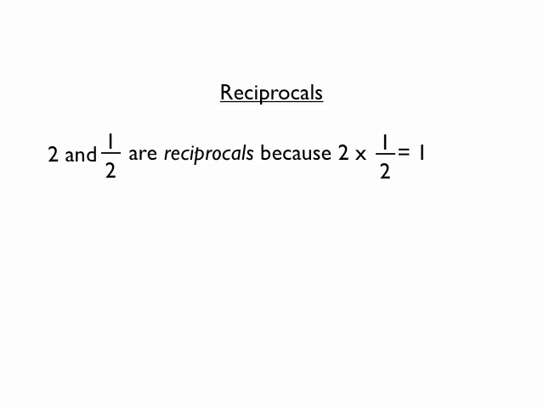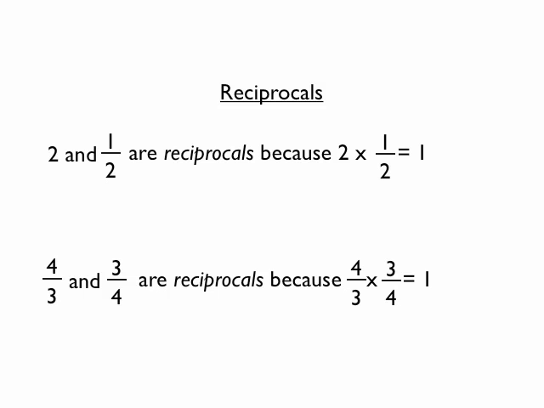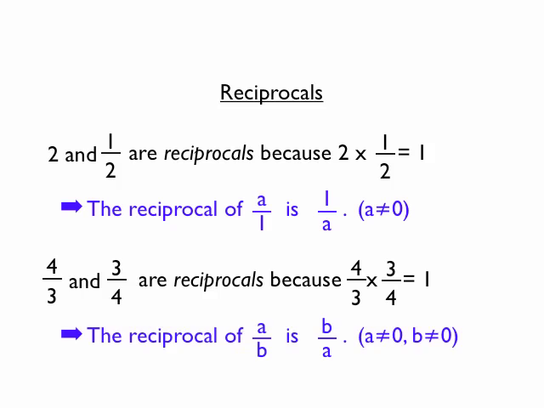Two numbers are reciprocals if their product is 1. For example, 2 and 1/2 are reciprocals because 2 times 1/2 is equal to 1. And 4/3 and 3/4 are reciprocals because 4/3 times 3/4 equals 1. We can find the reciprocal of any fraction by inverting it. For an integer a, we first write it as a over 1 to find that its reciprocal is 1 over a. A cannot be 0 since we cannot divide by 0. More generally, the reciprocal of a over b is b over a, as long as neither a nor b are 0.